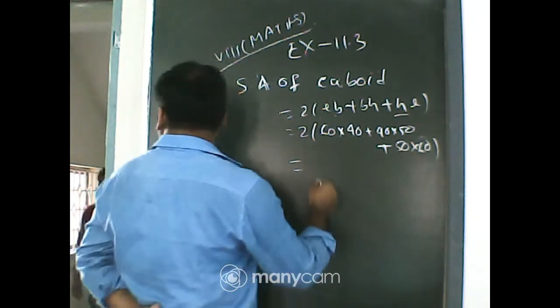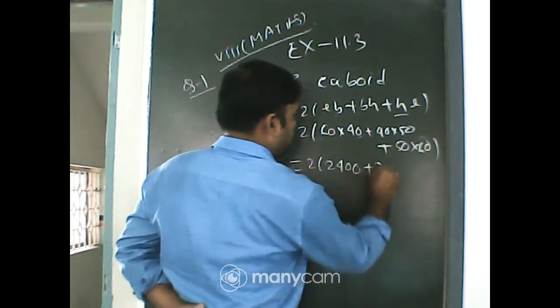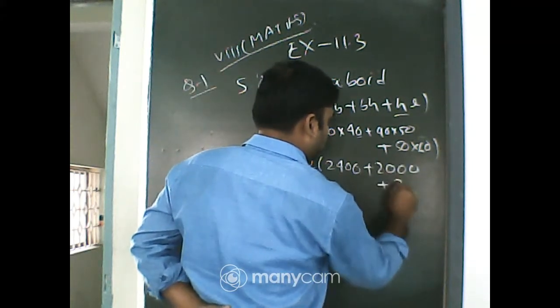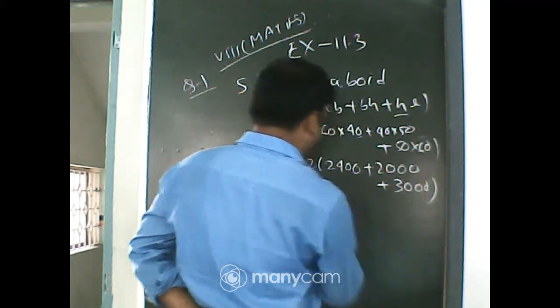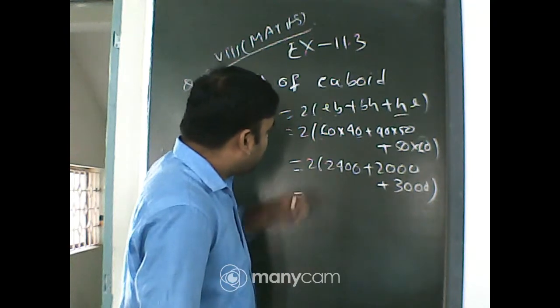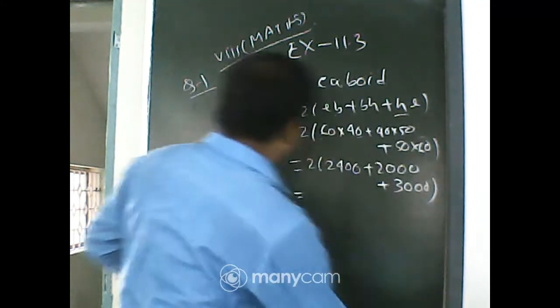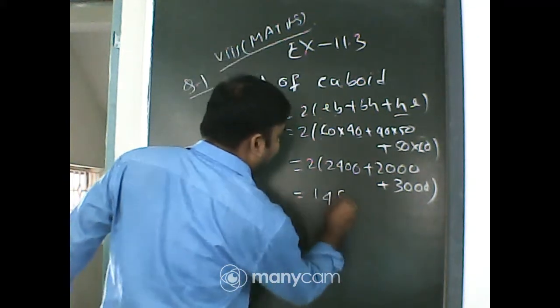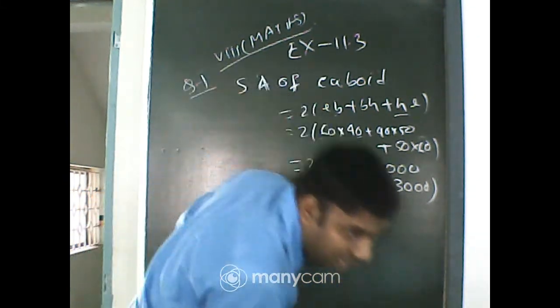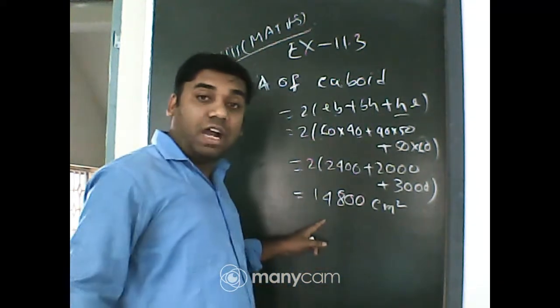Now that is 2. So it will be 5,000, 7,400. So it will give you 14,800. 14,800 is in meter or centimeter square? That is centimeter square. That is the surface area of the cuboid.